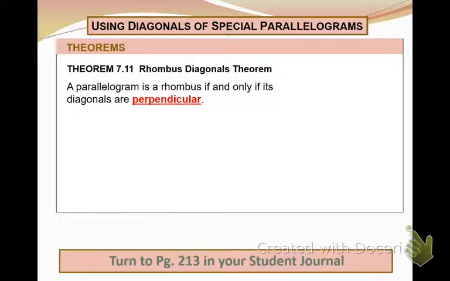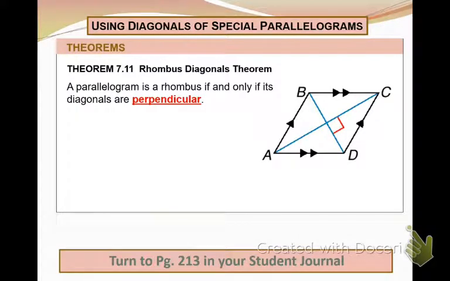So, it says a parallelogram is a rhombus if and only if its diagonals are perpendicular. What does perpendicular mean? Two lines intersect and form a right angle. So here's what I want you to write. This is a rhombus property. The diagonals are perpendicular. That's the first property.